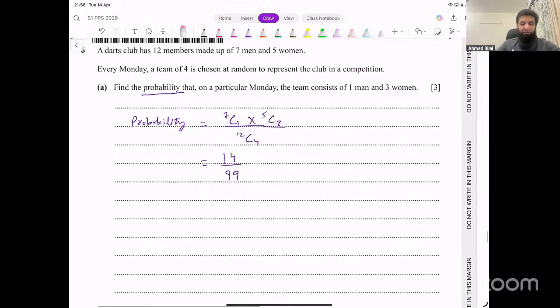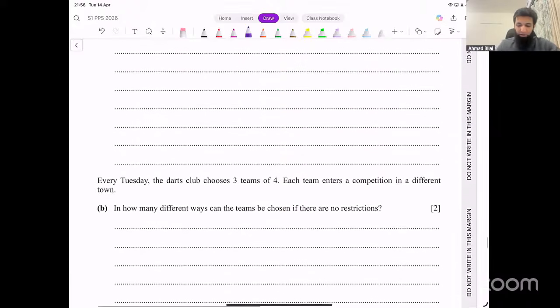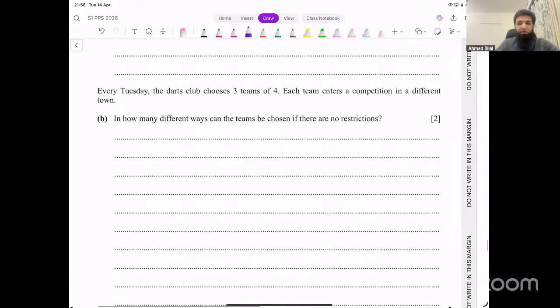All right, question number 6 part, we're done with this, okay? Achha. Let's look at the next part now. Every Tuesday now, the darts club chooses 3 teams of 4. Each team enters a competition in a different town. In how many different ways can the teams be chosen if there are no restrictions? There are 12 people in total. We want to select 3 teams of 4.